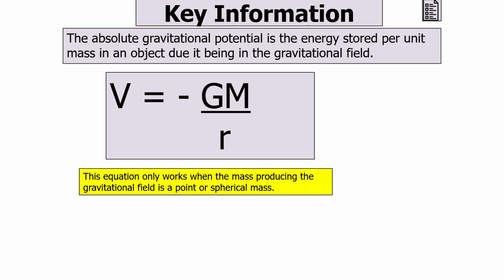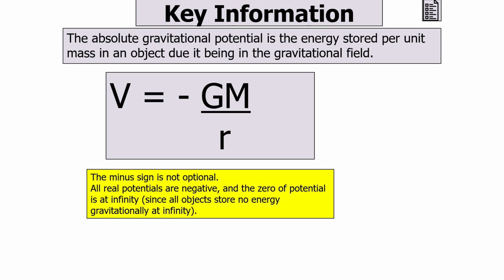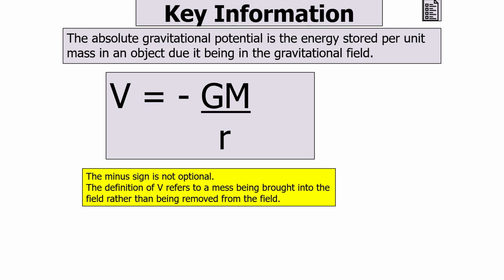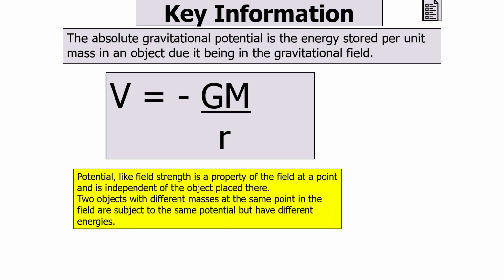Now this equation only works when we consider the mass producing the gravitational field is a point or a spherical mass. Now please note the minus sign is not optional. All real potentials are negative, and the zero of potential is at infinity, since all objects store no energy gravitationally at infinity. Now the definition of gravitational potential refers to a mass being brought into the field rather than being removed from the field. Now potential, like field strength, is a property of the field at a point and is independent of the object placed there. Two objects with different masses at the same point in the field are subject to the same potential but will have different energies.